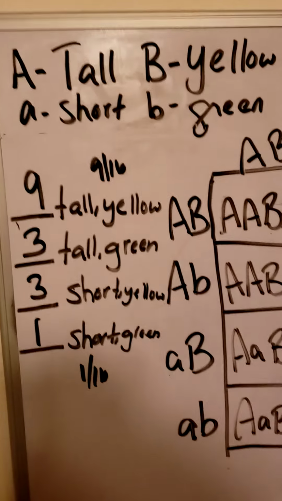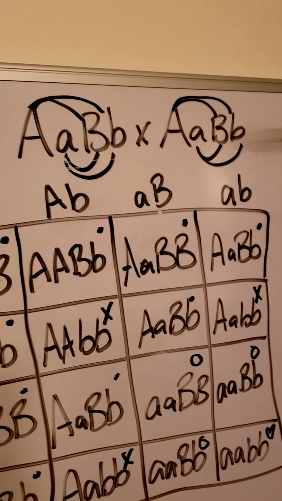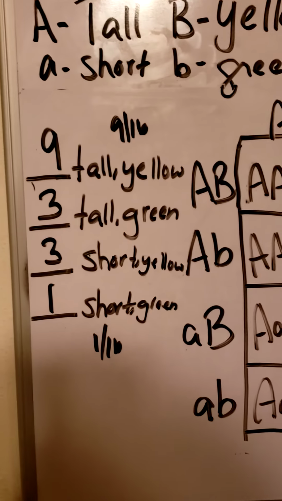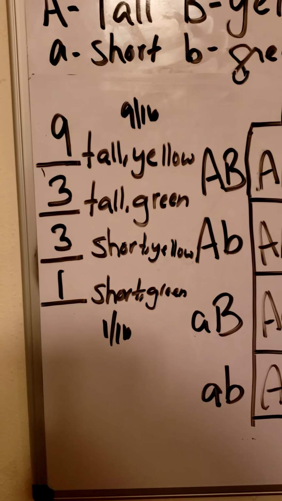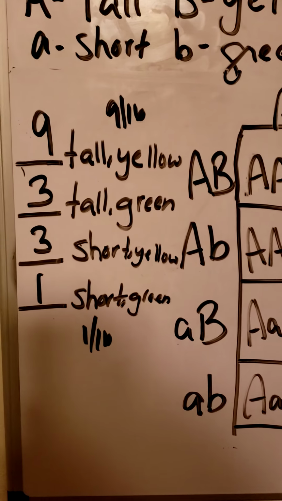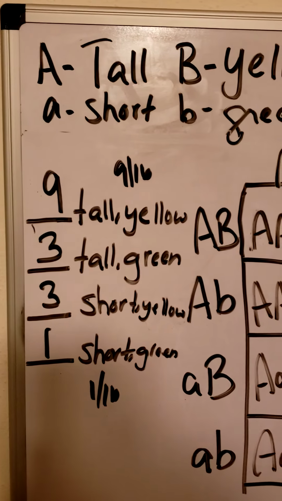However, a shortcut is, if you ever are crossing 2 heterozygotes together in 2 traits, you will always yield a 9-3-3-1 phenotypic ratio. If it asks for the genotypes, just pull those genotypes out. And that is that. So there is our Dihybrid Crash Course 101.